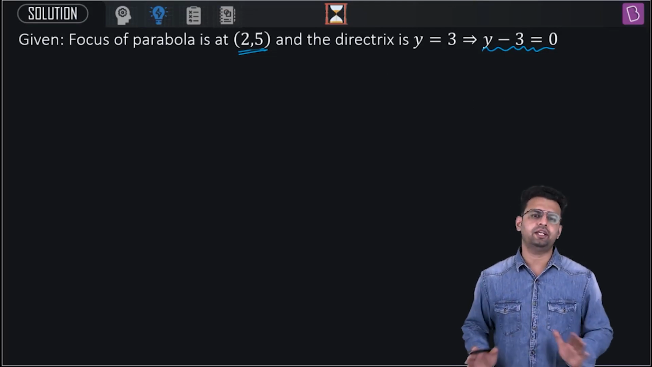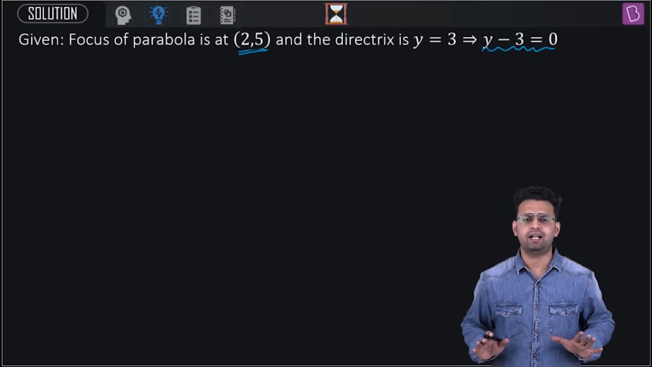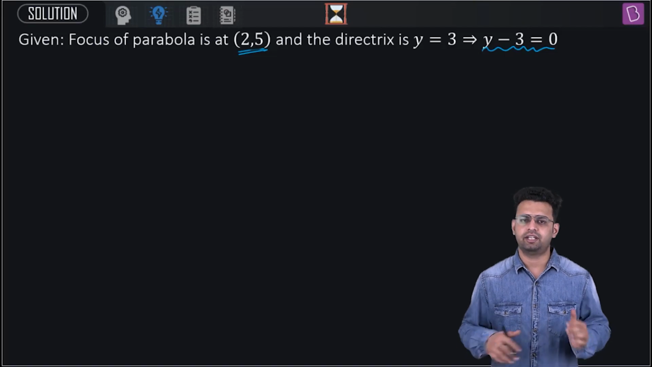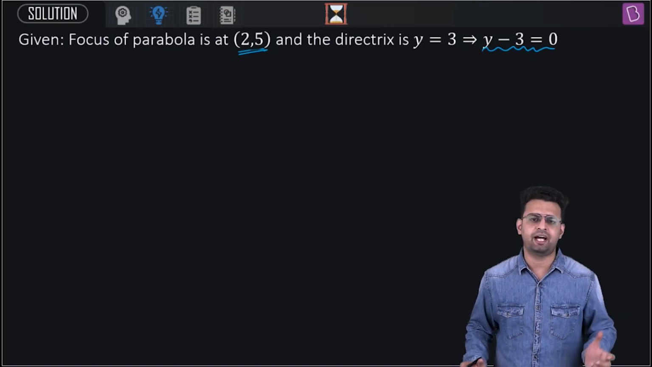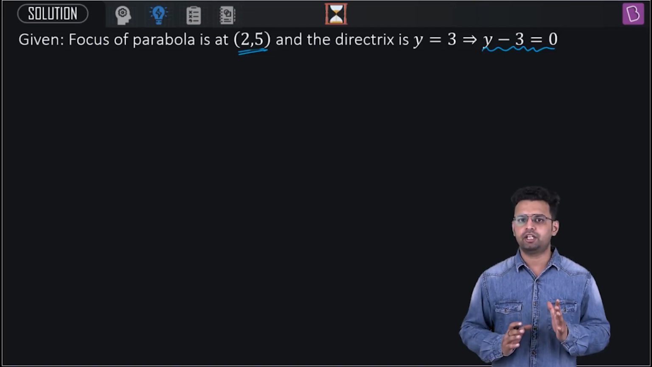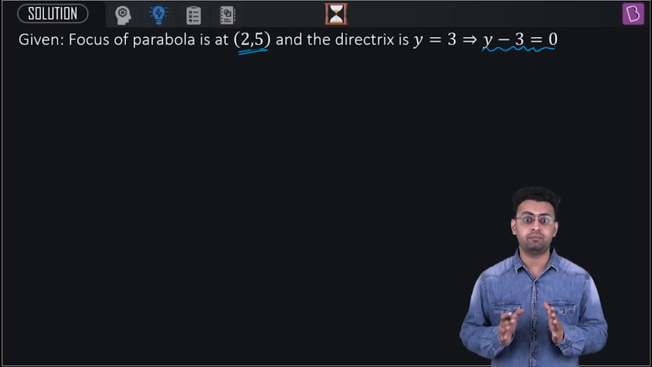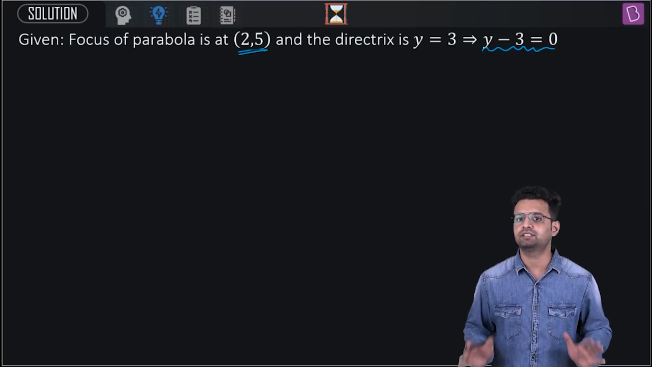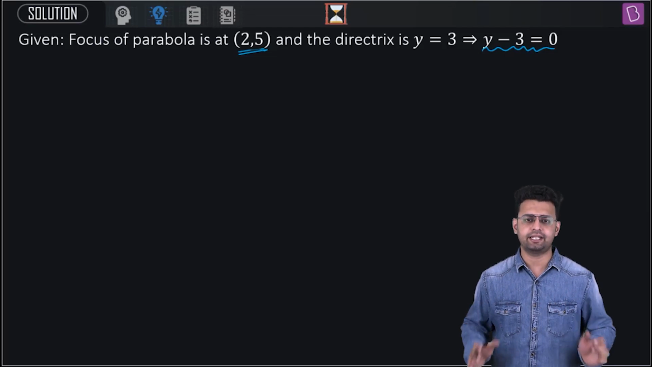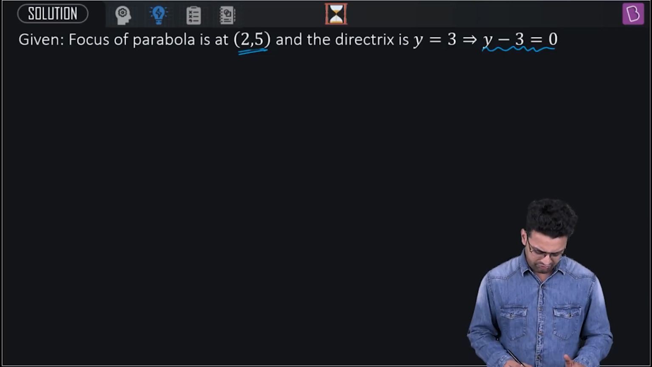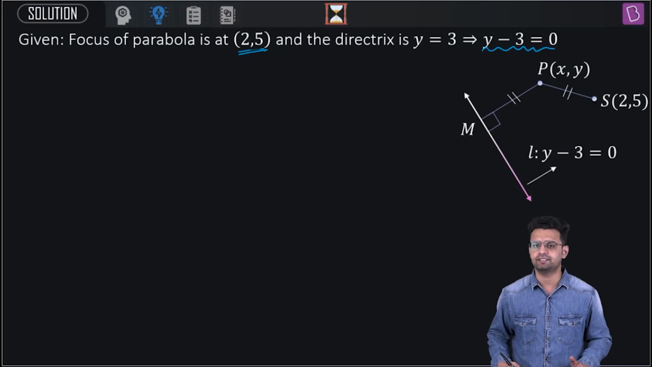So in coordinate geometry, it doesn't matter which question you are attempting. It can be from ellipse, it can be from hyperbola, it can be from parabola. The moment you start attempting those questions by drawing a rough diagram is the moment you are going to excel in it. So let me quickly draw a rough figure for this particular case.